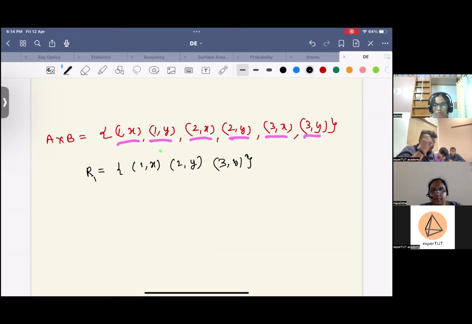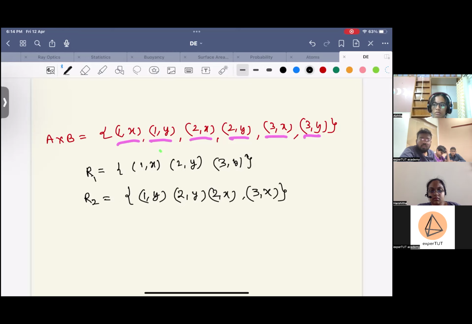So R1 is a relation. Understood? Again, any other R, let's say R2. So tell me randomly. Say something. 1 comma y, 2 comma y, 2 comma x. You can even pick 4 numbers. This is also a relation. This is also a subset, so it is also a relation. R2 is also a relation.